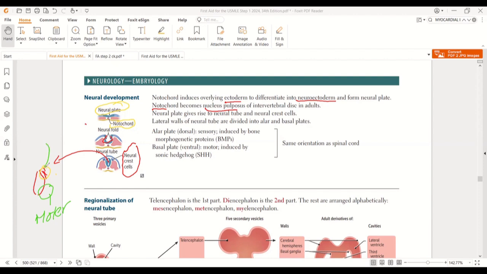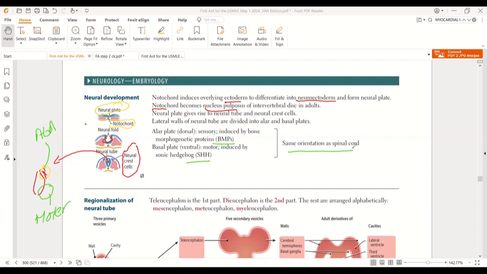So this dorsal plate is also known as the alar plate, right? This alar plate or dorsal plate is sensory and is induced by BMP. The basal plate, which is motor in nature, is induced by SHH, the same orientation as the spinal cord.